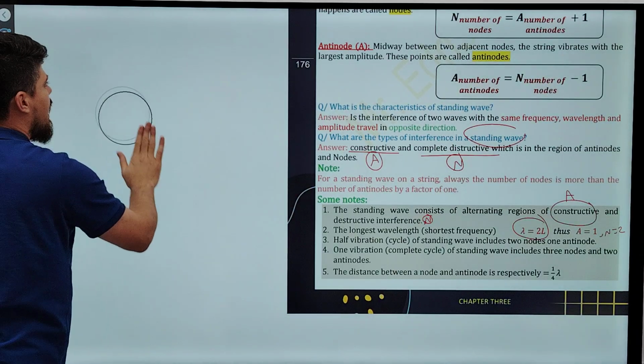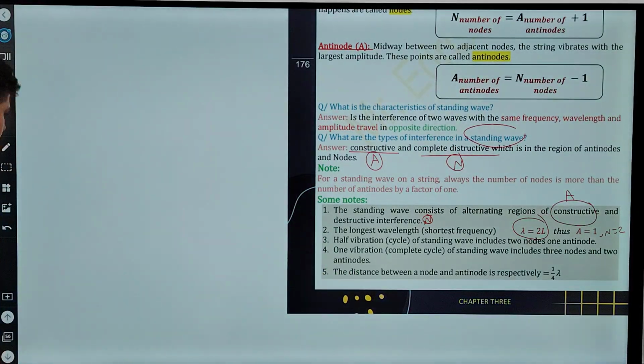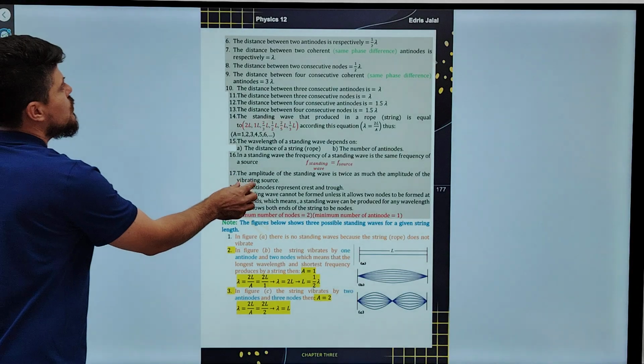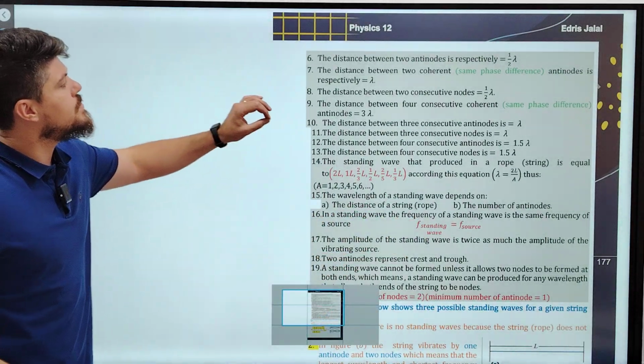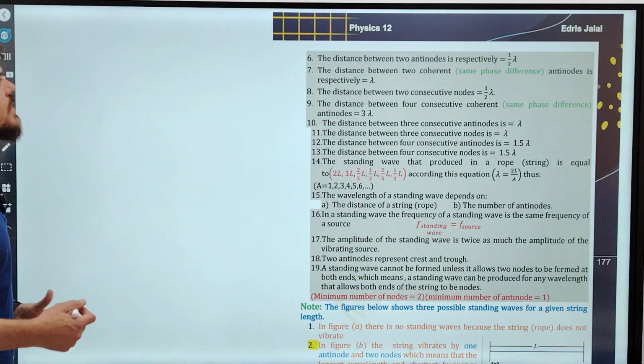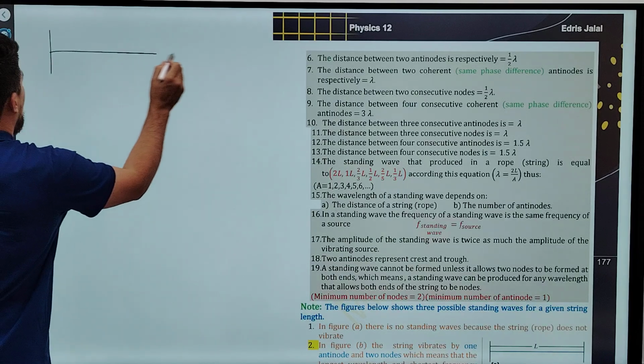One wavelength has 4 quarters. The distance between 2 antinodes, look at node number 6. The distance between 2 antinodes respectively is equal to how many wavelength? Half wavelength. Why? Look.